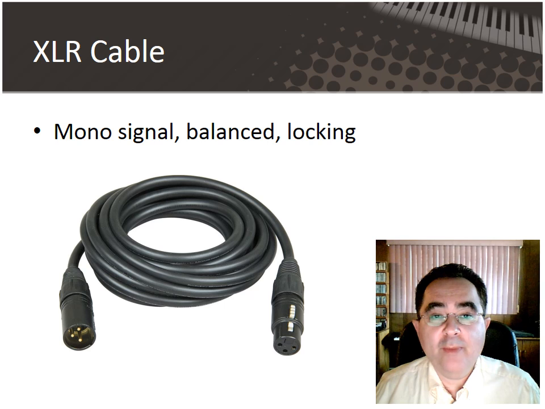A second type of balanced cable is the XLR cable. The first cable of this kind that was manufactured was called the Canon X. Then the manufacturer added a latch to prevent the cable from getting disconnected accidentally, and this one was the Canon XL.